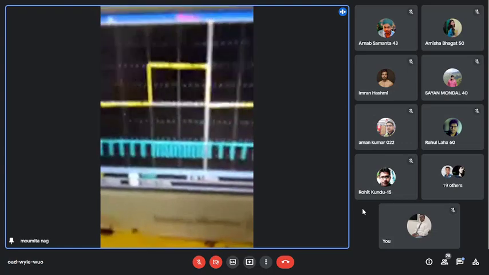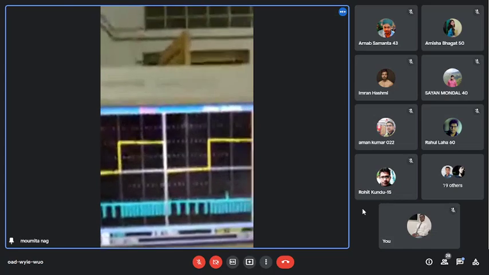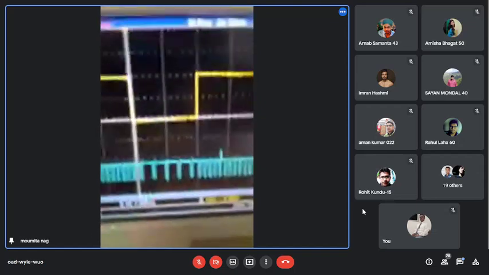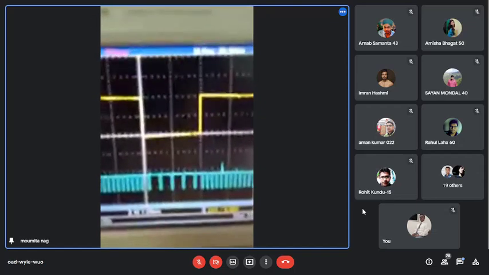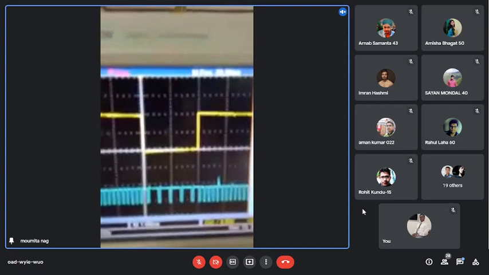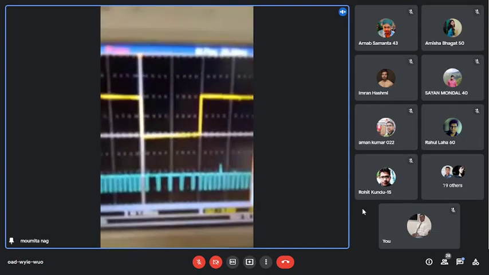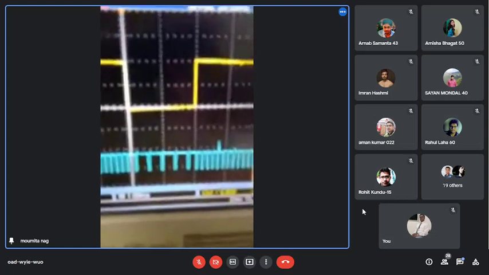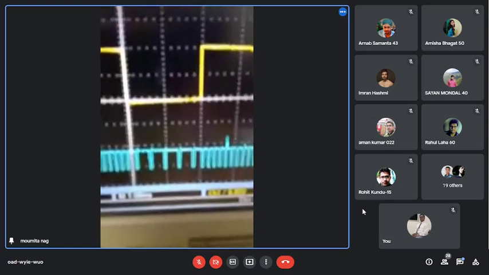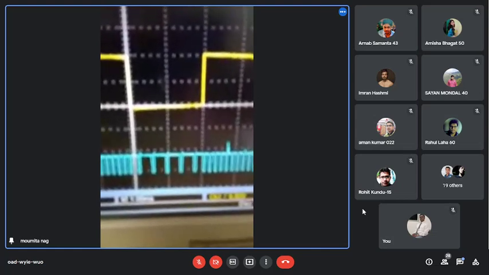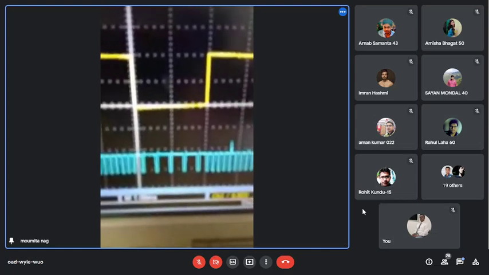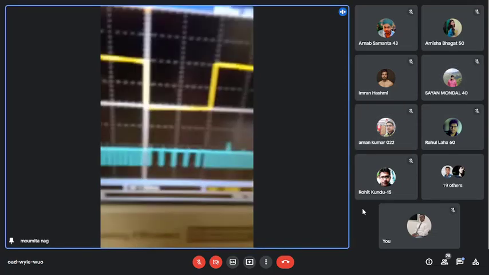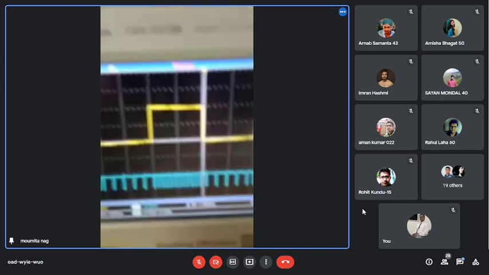Its frequency is 250 hertz. And how much is the amplitude? The volt per division is kept at 5 volt. So how much is the voltage? Ma'am, 10 volt. 10 volt peak to peak. Yes, 10 volt peak to peak. Note down this.